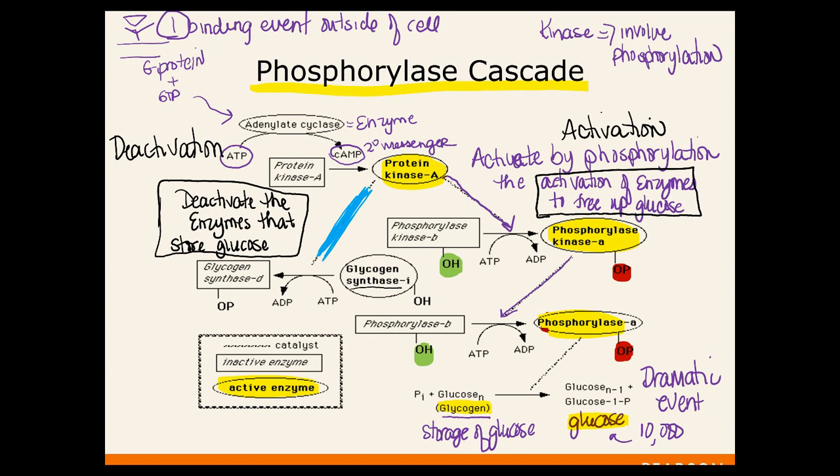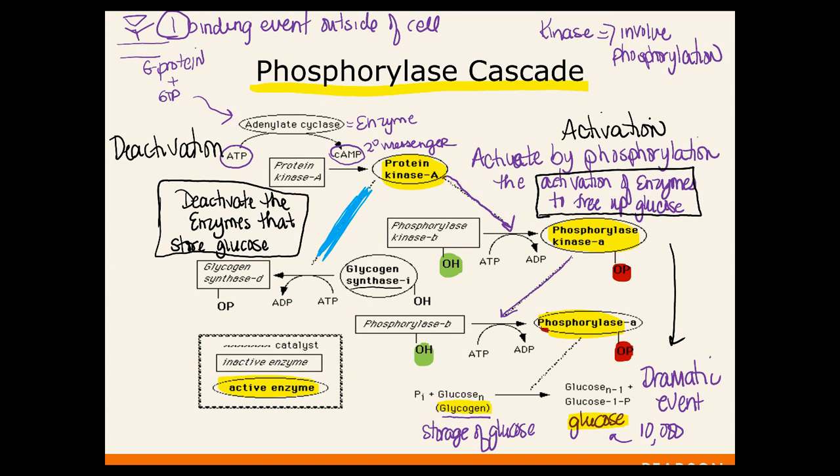So this is really an amazing process, if you ask me, because you have the one hormone binding on the outside, goes through a series of conformational changes in those enzymes, forming cyclic AMP, activating protein kinase A, and protein kinase A has two functions. It's going to activate the key enzyme that gets the process going on this side to release glucose, but at the same time deactivates the enzyme that stores glucose.